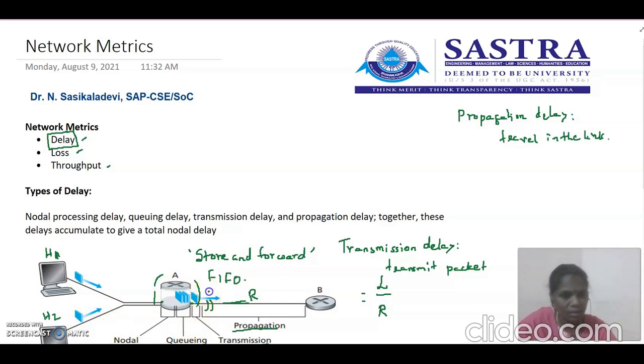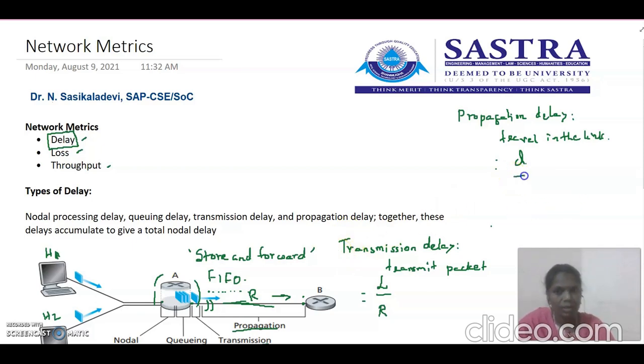Okay, but here the packet should travel from one end of the link to another end of the link. It should travel and reach this destination. So the travel time is known as a propagation delay. The propagation delay is based on two metrics. One is the distance: if the length of the wire is large, definitely the travel time will be high. So the first one is known as distance, or the length of the wire, the distance between the nodes.